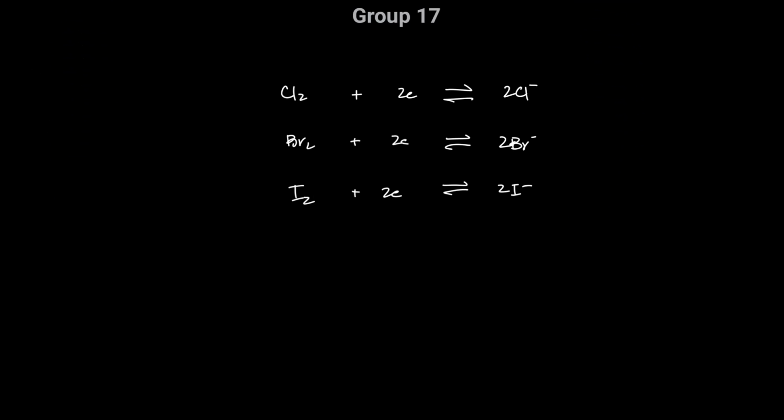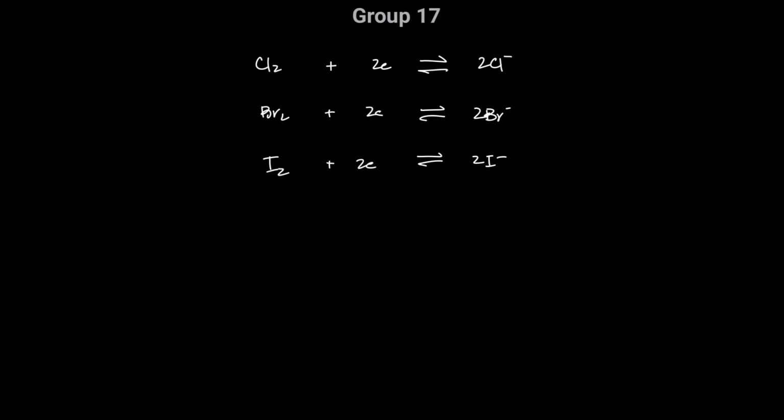So let's look at displacement reactions that highlight the relative oxidizing strength of the halogens and the relative reducing strength of the halides. The first displacement reaction that we're going to look at is the reaction of chlorine with sodium iodide. This reaction will take place because chlorine is more reactive than iodine. So the formation of the chloride ion is more favorable than the formation of the iodide ion from the respective halogens.